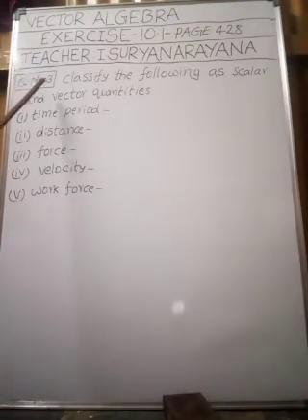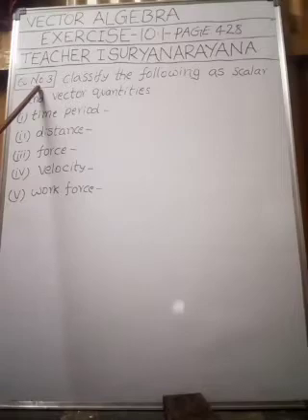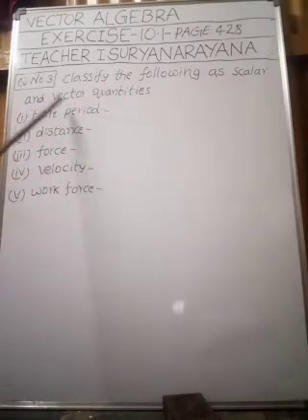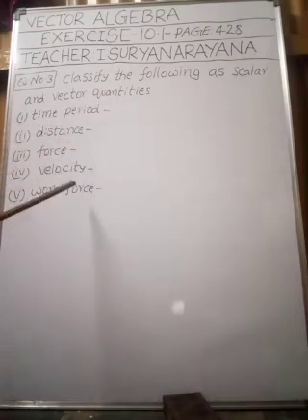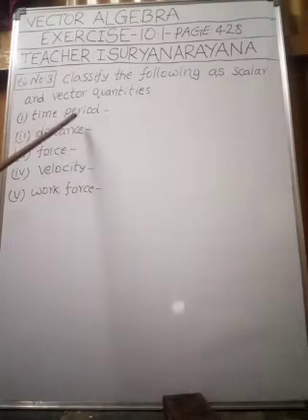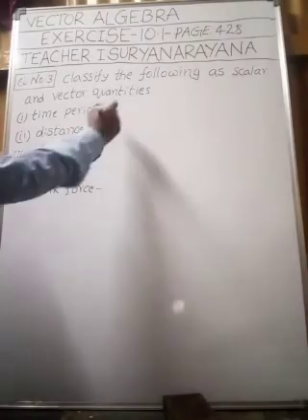Now come to the third question, my children. Question number 3. Classify the following as scalar and vector quantities. Here some physical quantities were given. We have to classify them as a vector or scalar. Okay, my children. See the first physical quantity, time period. Is it scalar or vector, my children? Scalar.